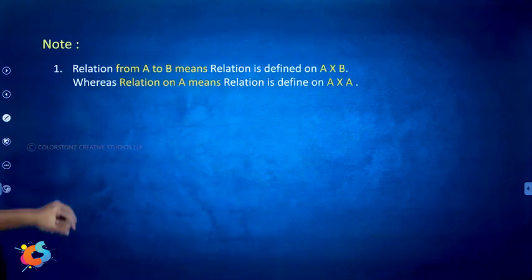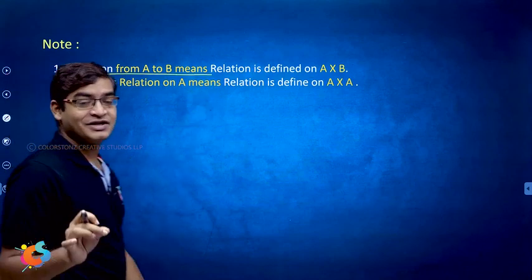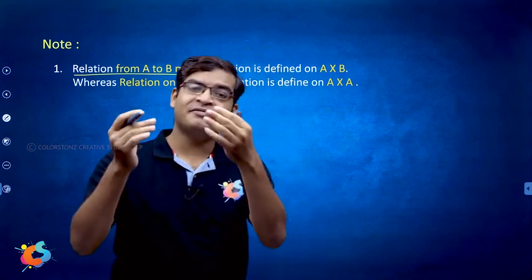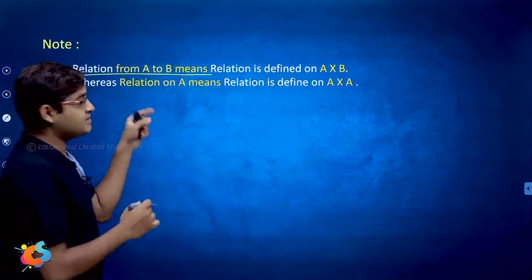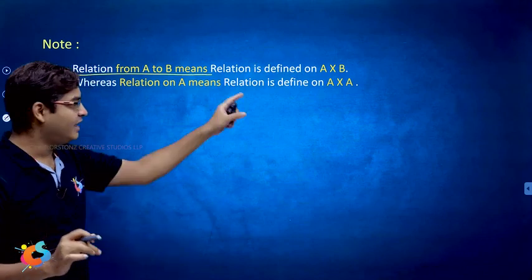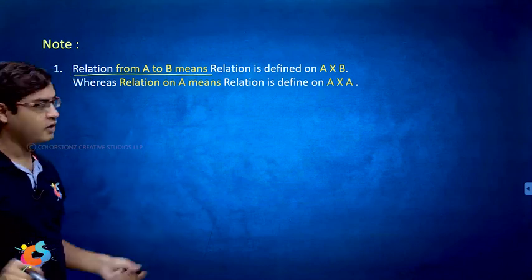Note. Let us write some note points. Relation from A to B means the relation is defined on A cross B. Our relation will be a subset of A cross B. Whereas if a relation is defined on A, our relation is a subset of A cross A. This we have studied. We are just writing it as a note point so that we will not forget.